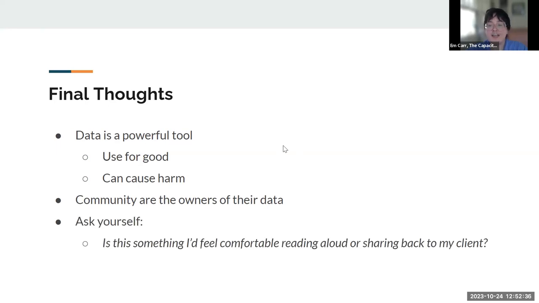And remember, ask yourself, is this something that I feel comfortable reading aloud or sharing back to my client? And is this something that I'd feel comfortable filling out for myself? I don't think that the golden rule is a good rule because everyone has different comfort levels and you might think that a question is totally fine and it might not be okay for someone else, but it's generally a pretty good initial benchmark to think, if I'm struggling with this question, undoubtedly someone who has filled out this form on the front end probably also is struggling with this question. So those are just a few final thoughts.